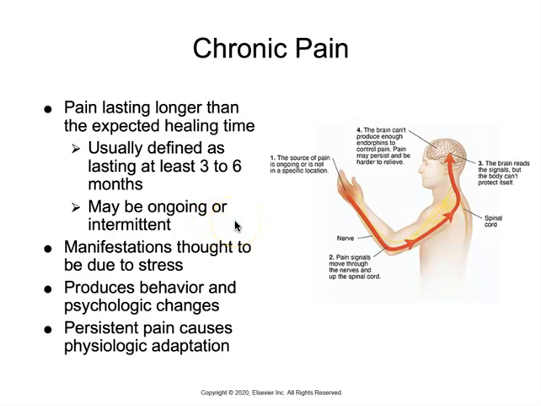So this is thought to be caused by dysregulation of nociception and that pain modulation process. It's also thought that it could be manifestations due to stress, and we can see that it can cause behavioral or psychological changes such as depression and anxiety. So typically with people with chronic pain, if you see a HESI or an NCLEX question about this and they're discussing pain, you also want to be cognizant that they may be having some type of depression or anxiety going on. And persistent pain causes physiologic adaptation.